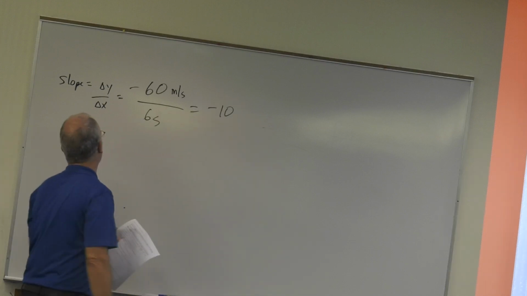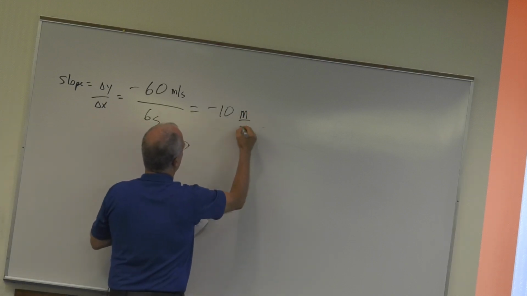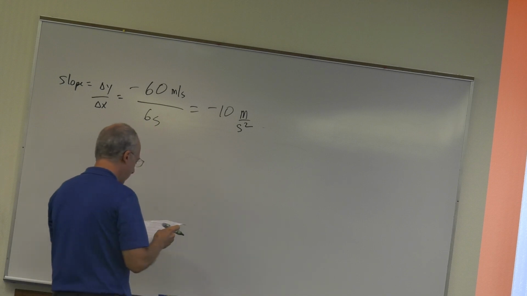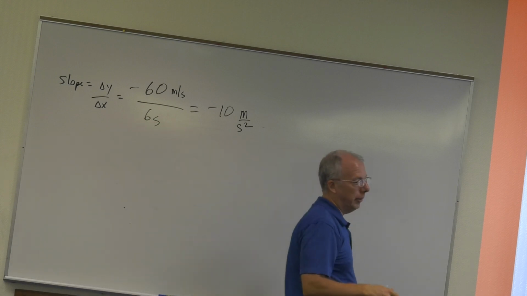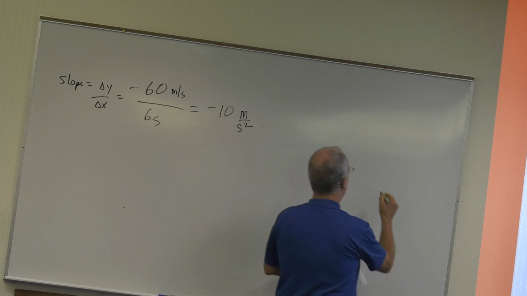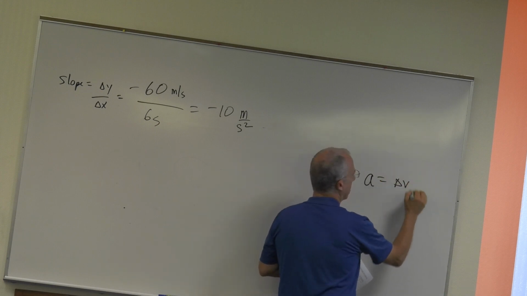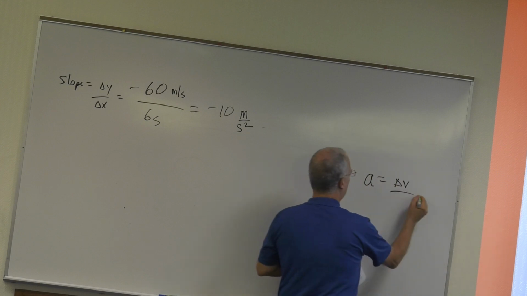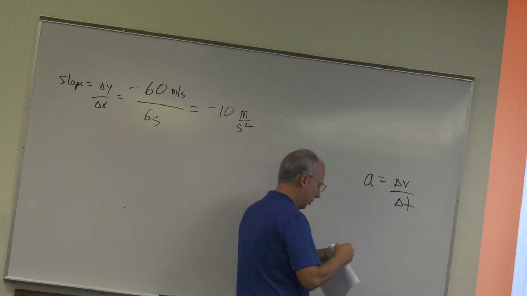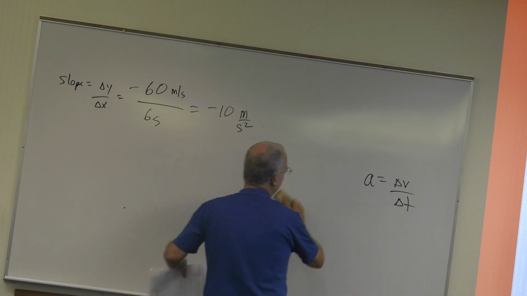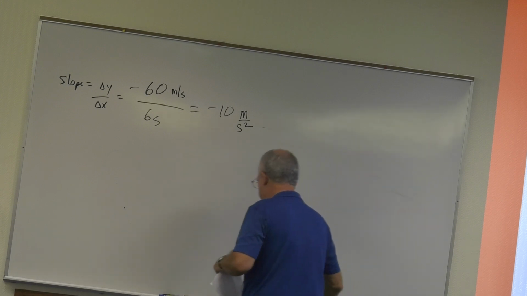And what are the units? Meters per second squared. And that should be no surprise, right? Because that's acceleration. Acceleration is a change in velocity over the change in time. And the units are meters per second squared. Okay, so that's one way to do it, just from the graph.